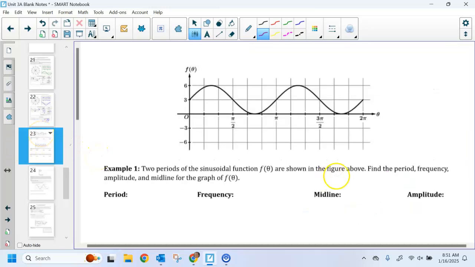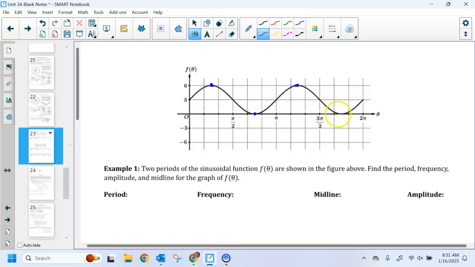Okay, so here are 2 periods of some sinusoidal function. We need to identify period, frequency, midline, and amplitude. I think the easiest way to identify period is to go, you could go from max to max. Those are not on tick marks, so that might not be the easiest way here.